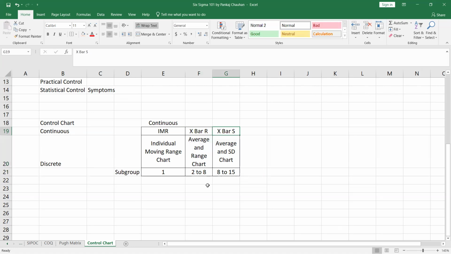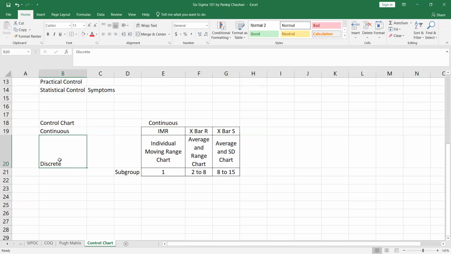So if the subgroup size is up to 7 or 8, then we use the X bar R chart, because for a small subgroup, range is a better measure of variation as per statistics compared to standard deviation. But as the subgroup size grows and goes to 8 or more, but not more than 15, then we plot the X bar S chart. So these are the three types of control charts we'll be learning soon.